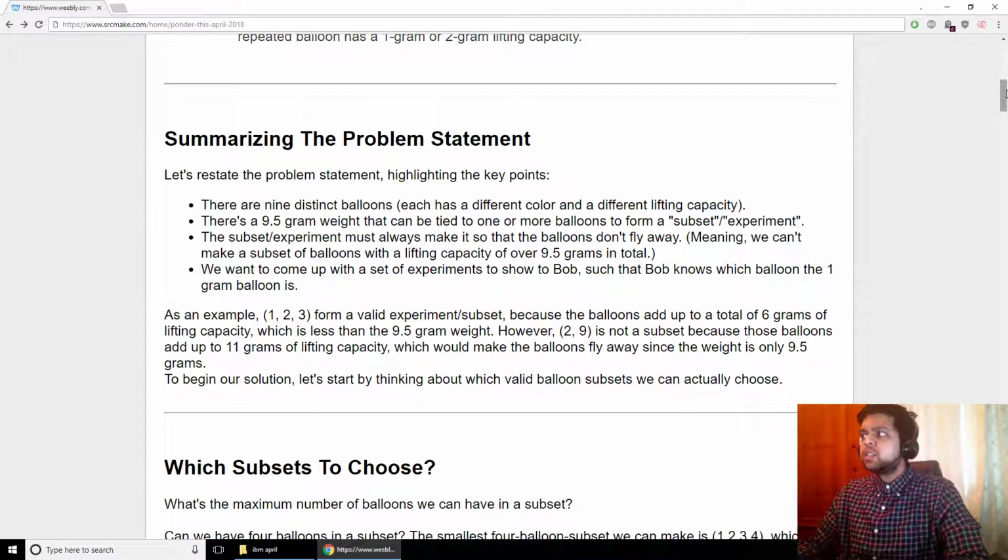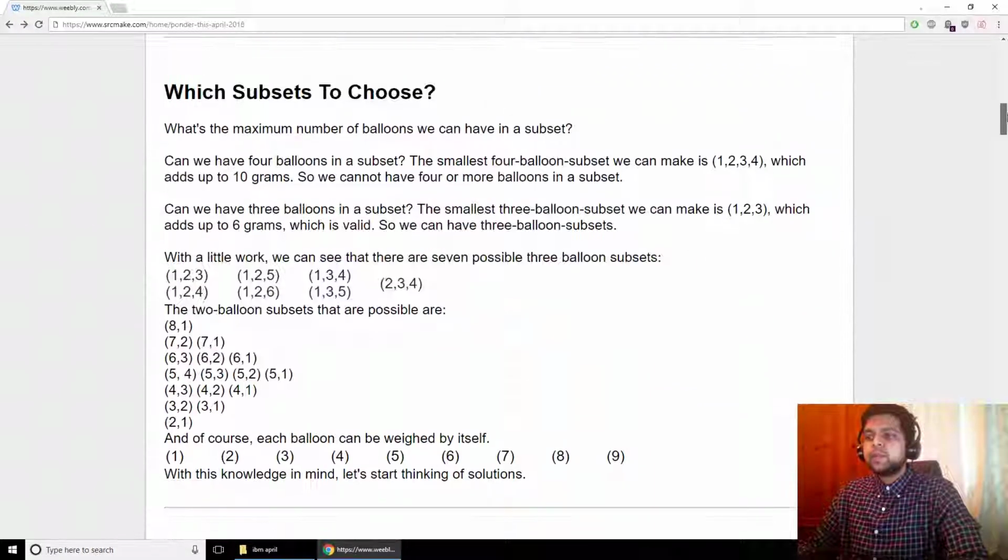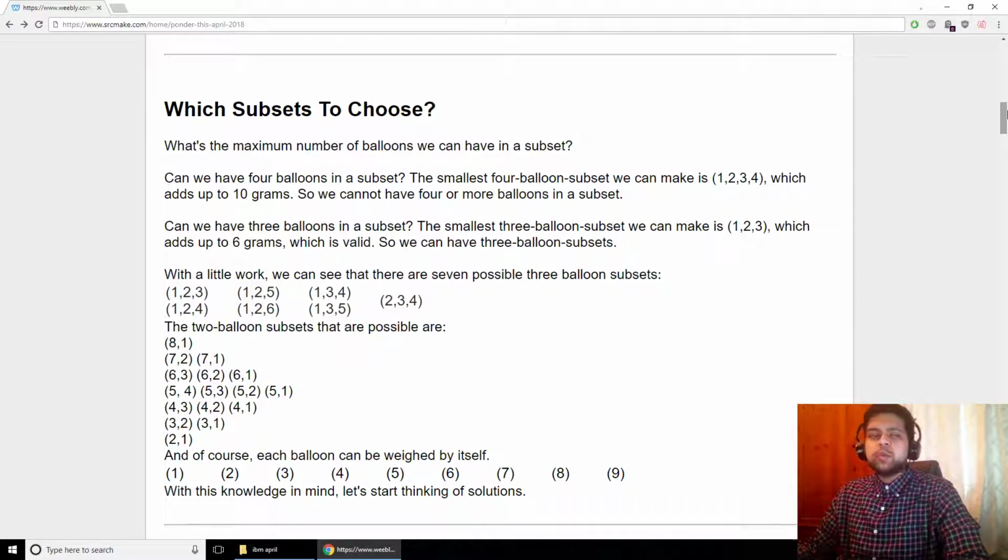So to begin our solution, let's think about what subsets we can actually choose for our experiments. So what's the maximum number of balloons we can have in a subset? That's a great way to start out. So can we have 4 balloons in a subset? Well, the lightest balloons we can choose for a 4-balloon subset would be 1, 2, 3, and 4. But those add up to 10 grams, which is over our 9.5 gram weight. So we can't have 4 balloons in a subset.